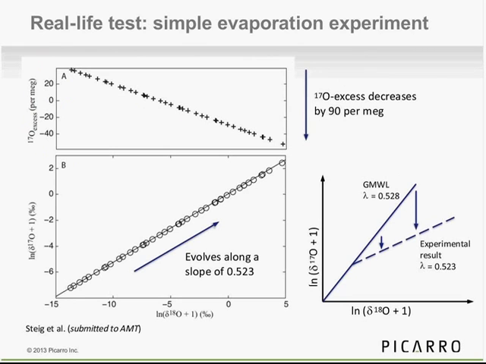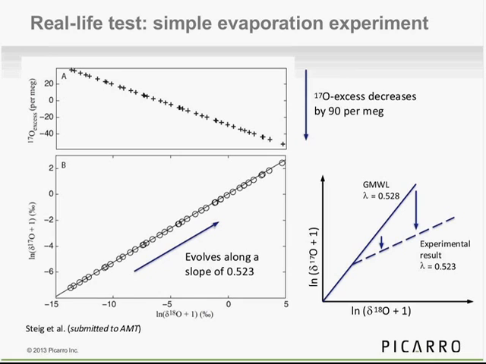This is the result of that experiment. Here you have a plot of delta O18 versus delta O17 in the lower left-hand figure, and you will see that you are evolving along a line with a slope of 0.523, which is less than the equilibrium slope of the global meteoric water line, 0.528. This would be our expectation for evaporation.